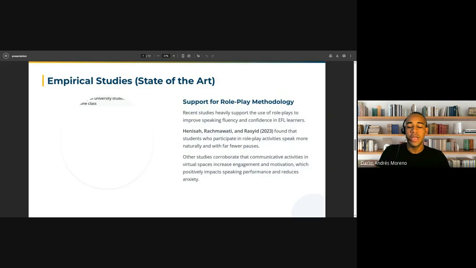Recent studies heavily support the use of role plays to improve speaking fluency and confidence in EFL learners. For instance, Hesina, Rajmawati, and Rasit found that students who participate in role play activities speak more naturally and with far fewer pauses. Other studies corroborate that communicative activities in virtual spaces increase engagement and motivation, which positively impacts speaking performance and reduces anxiety.